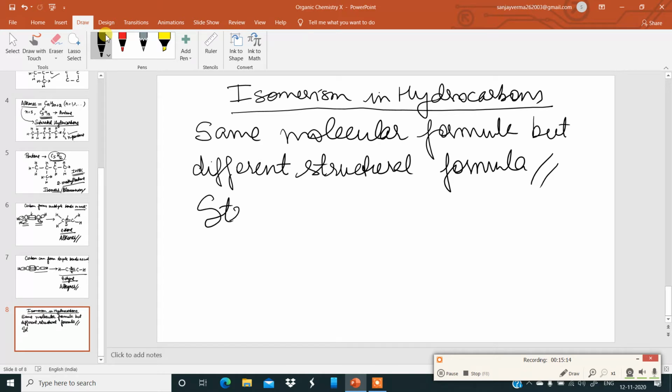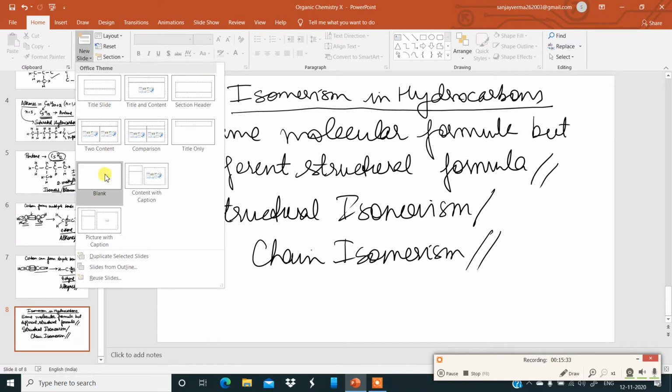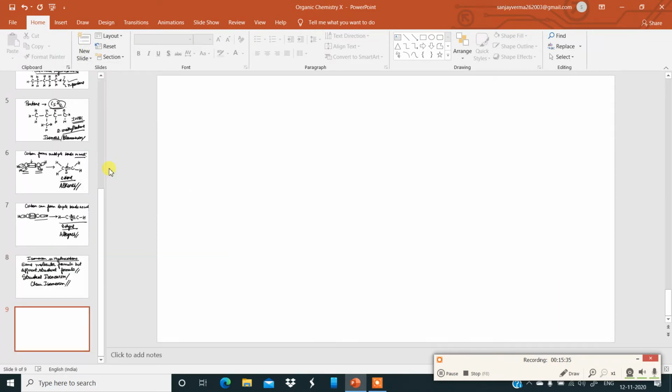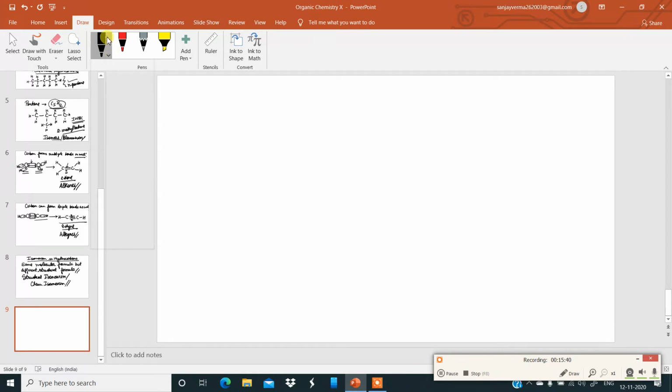So remember, only structural isomerism is there, in which only chain isomerism is required to be studied. Okay. Now here let us see. What is chain isomerism?